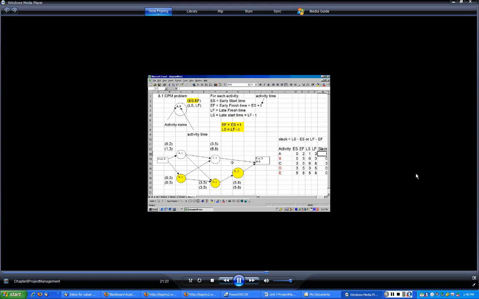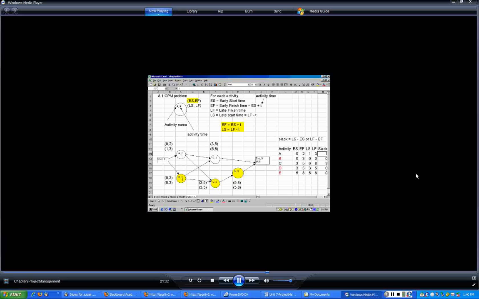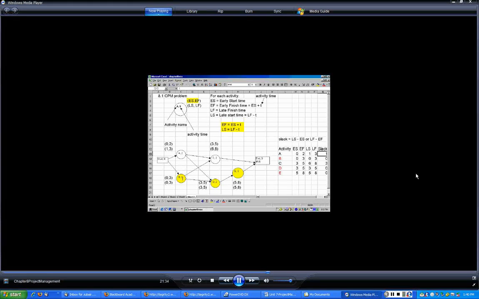Okay, so let's go to this problem here. Activity A would take 2 days, B would take 3 days. No, these are the weeks, I'm sorry. And activity C would take 2 weeks, D would take 2 weeks, and E would take 3 weeks. Okay. Let's first compute the early start and early finish times.